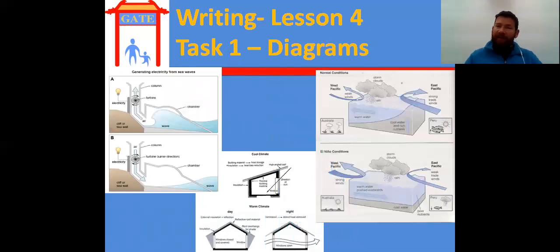Now, there are so many different kinds of diagrams, but one of the most common ones is to compare two things. So here we're comparing the wave coming in to the wave going out. Here we're comparing the normal weather conditions and El Nino. El Nino is a weather pattern where about every 7 years there's a big shift in the wind coming in and out from the Pacific Ocean between South America and Asia and Australia. And it really changes the weather. Okay, so this one here is comparing a common house design in cold weather versus warm weather.